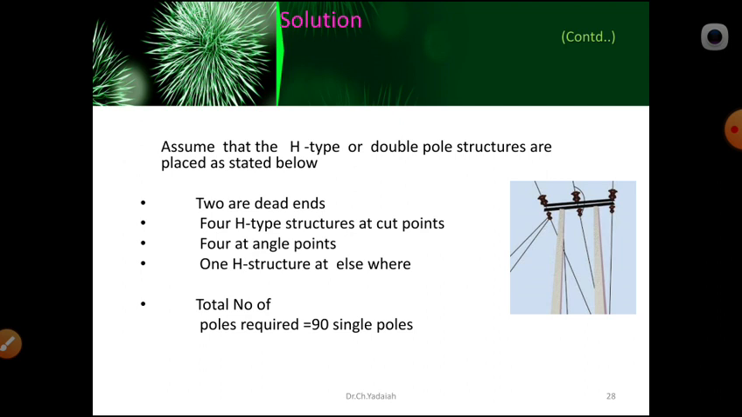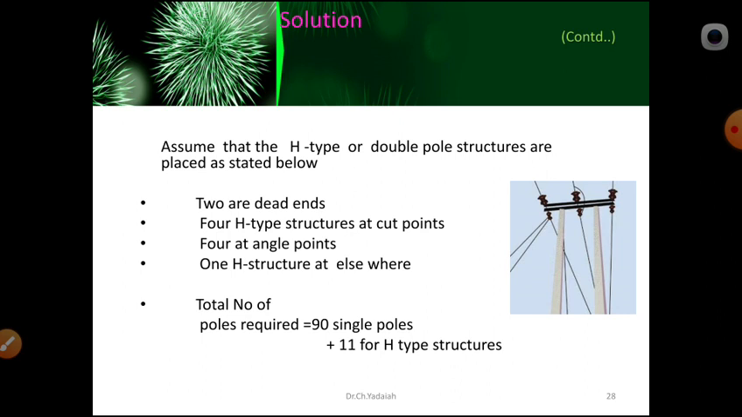Now, the total number of poles required is 90 poles, which we already calculated. In addition to this, the H type poles are extra poles. So then we are going to get 11 numbers. So already 4 plus 4: 4 are the turnings, 4 are the cut points, 2 are the end points, 1 is the one extra structure elsewhere. So total 11 poles are required. For each pole, how many insulators can you see here? 1, 2, 3, 4, 5, 6. 6 insulators required, for one cut point, one H structure.